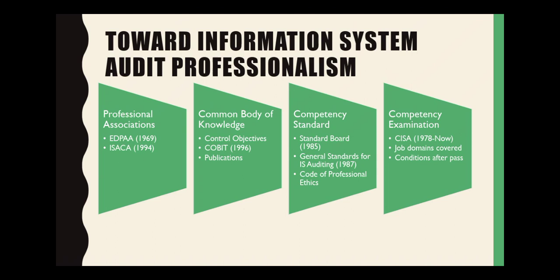Okay, the job domains covered by the CISA are: first, Information Systems Audit Standards and Practice, and Information System Security and Control Practice. The second is Information System Organization and Management, then Information System Process, and then Information System Integrity, Confidentiality, and Availability. And the last is Information System Development, Acquisition, and Maintenance.